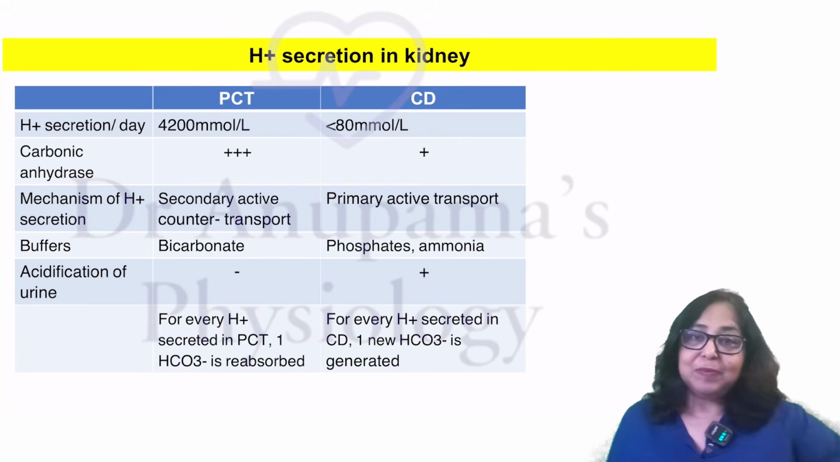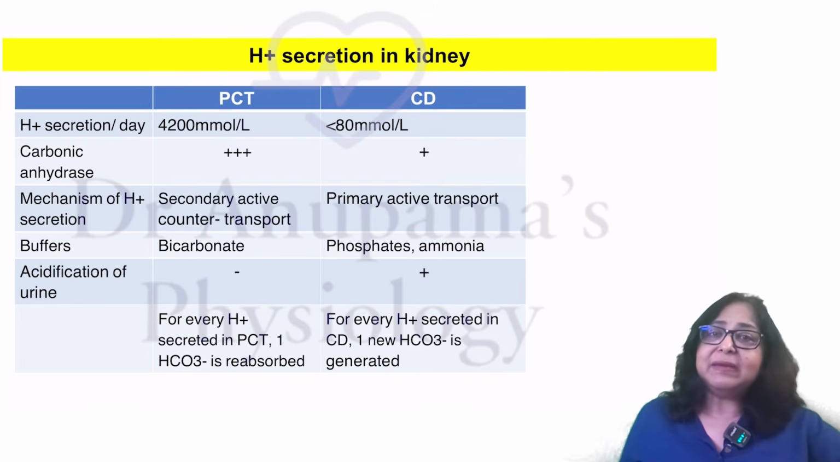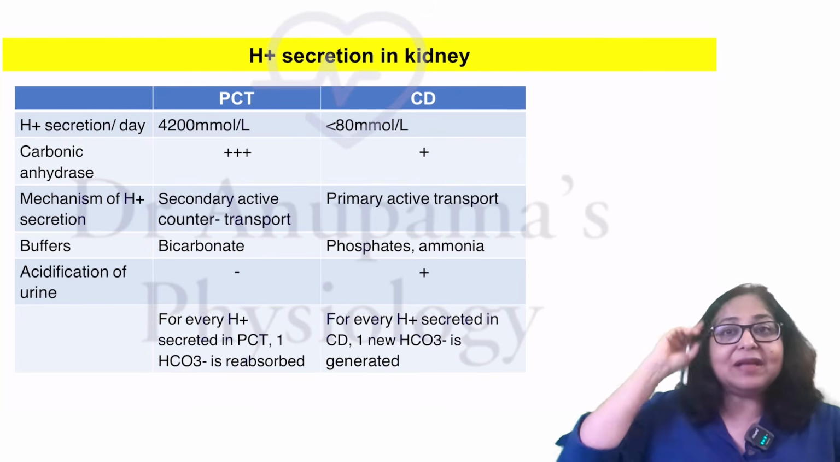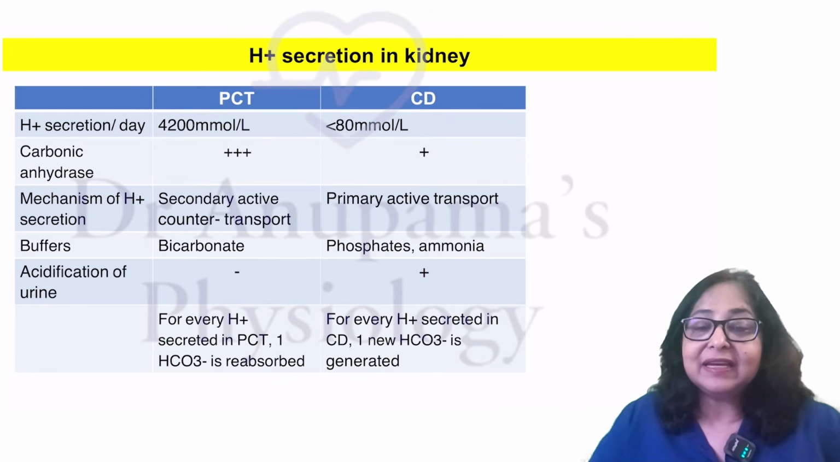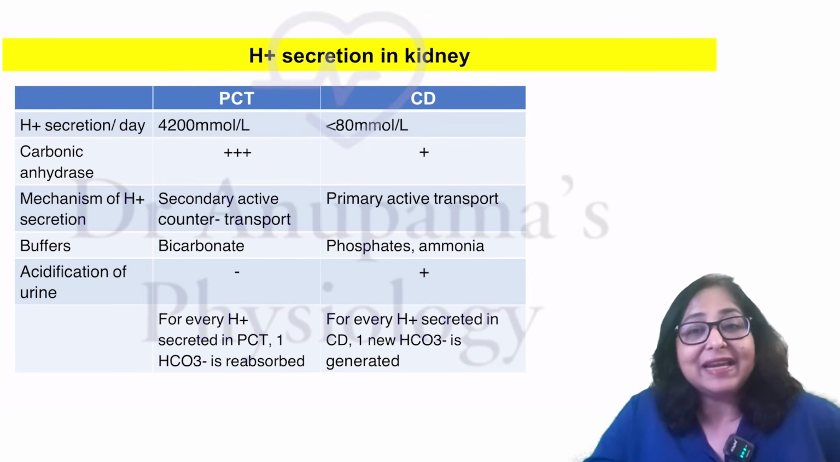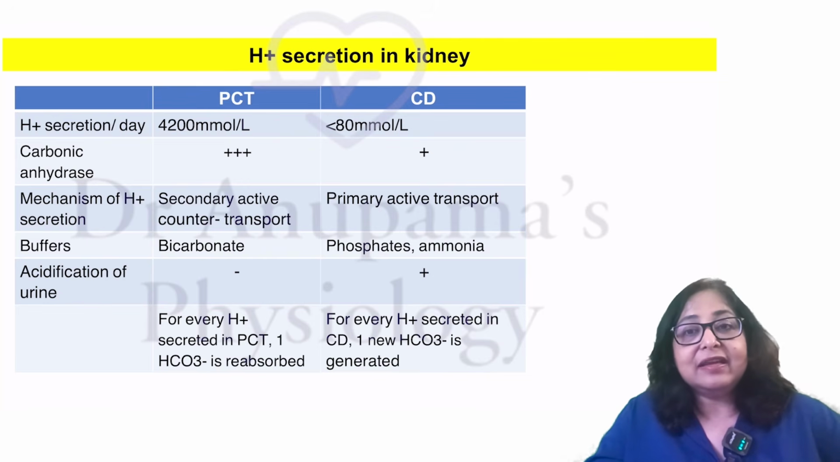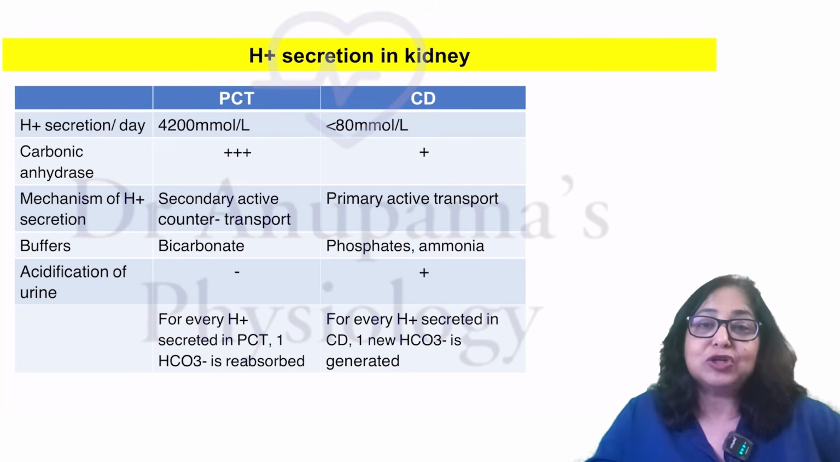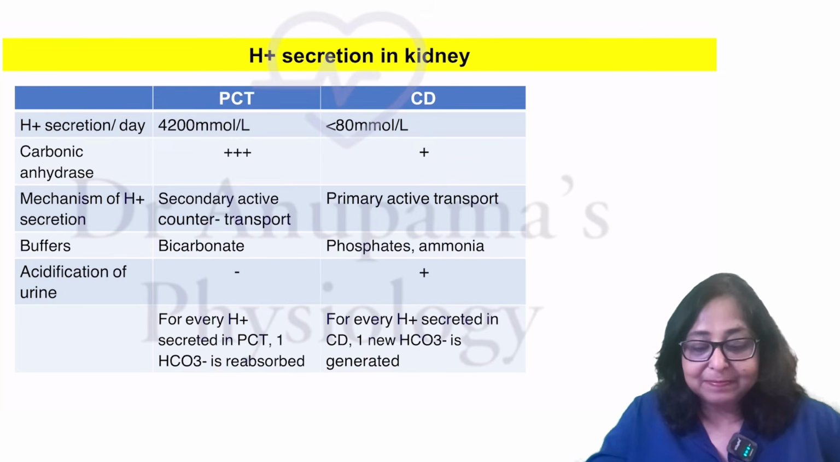Let's have a look at the H plus secretion in the kidney. It is extremely important to understand that the H plus is secreted by the kidney. The kidney has a very important role to play in acid-base balance. How does the kidney help in maintaining acid-base balance? It is involved in secretion of H plus and in reabsorption of bicarbonate. That is how the kidney helps to maintain acid-base balance.